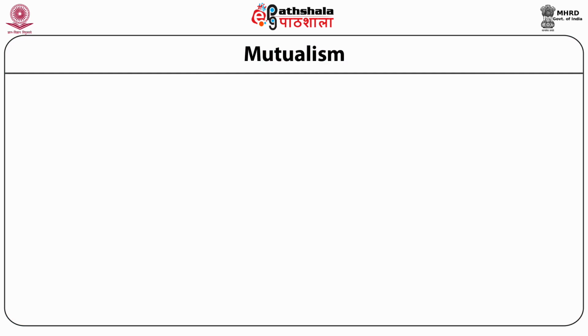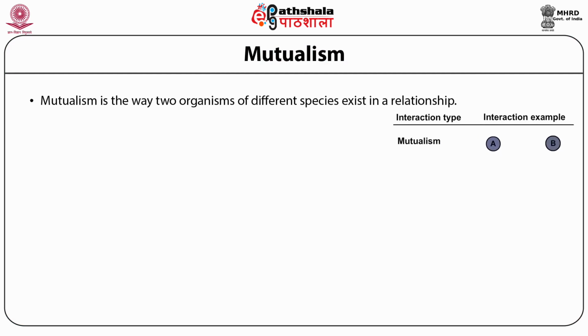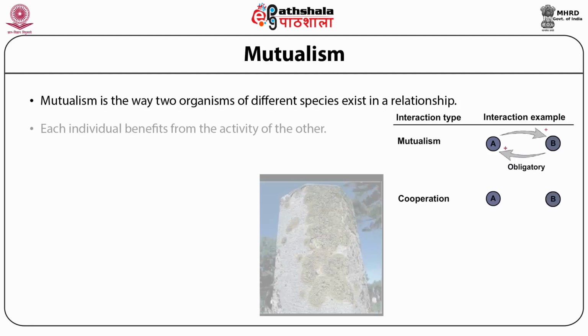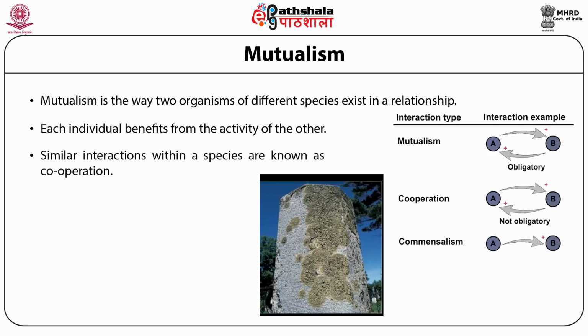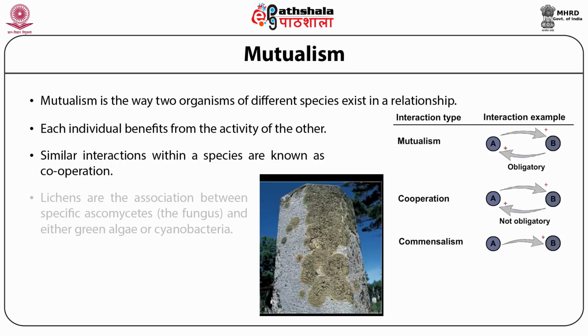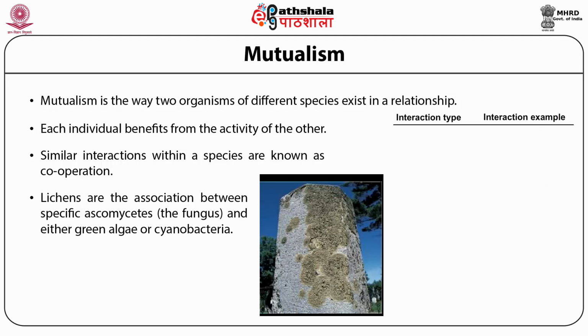What is mutualism? Mutualism is the way two organisms of different species exist in a relationship. Each individual benefits from the activity of the other. Similar interaction within a species is known as cooperation. Generally, lichens are the association between specific ascomycetes, that is a kind of fungi, and either green algae or cyanobacteria.